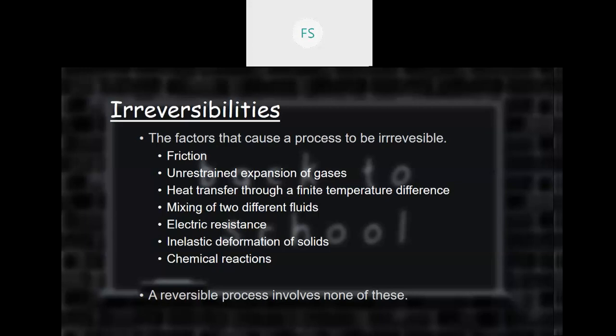For the reversible process, or ideal process, none of these irreversibilities are involved. So that's why the process can be reversed easily, compared to irreversible.